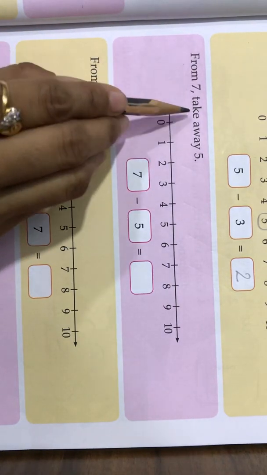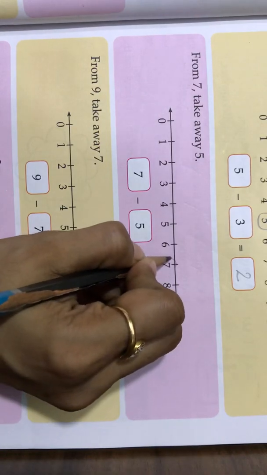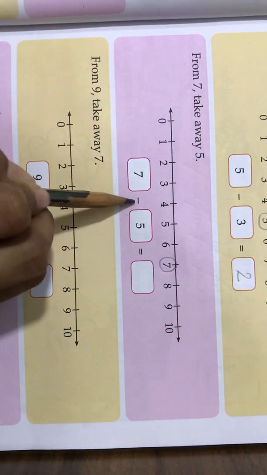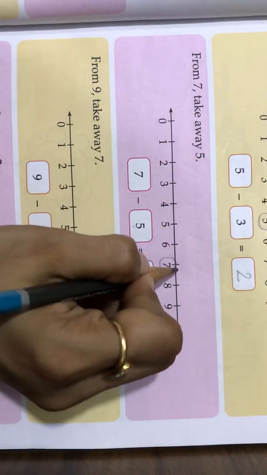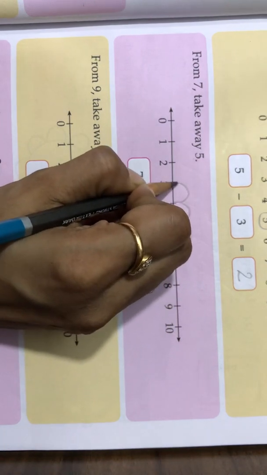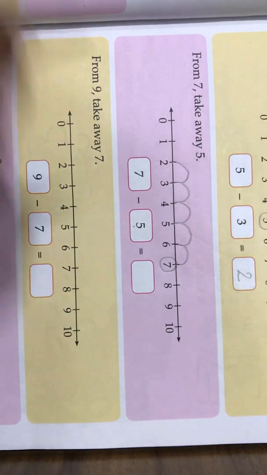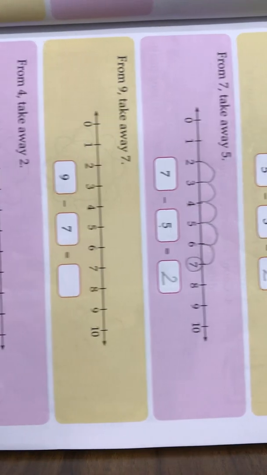From 7, take away 5. So, if I will circle the 7, it will be easier for me to start with the 7. So, I circle the 7. Now, I will minus 5. So, I will go backward 5 steps. 1, 2, 3, 4, 5 steps backward and I will get number 2. 7 minus 5 is equal to 2.